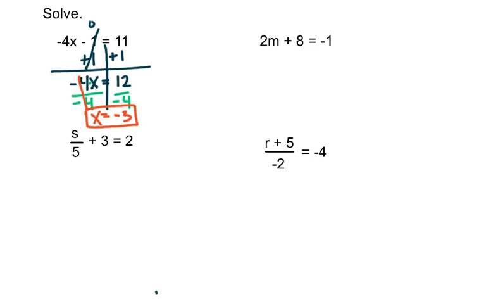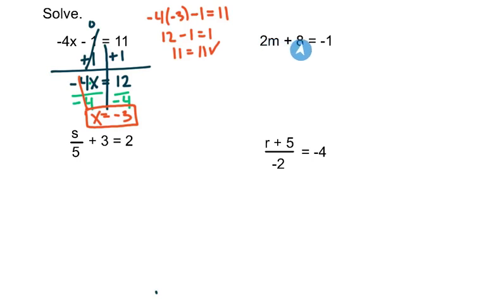But to check that, really I'm trying to see, does negative 3 make this a true equation? So we would try by substituting negative 3 back in to see if we get a true statement. 12 minus 1 is equal to 11, so I know that negative 3 is the right answer. So let's take a look at the second example.